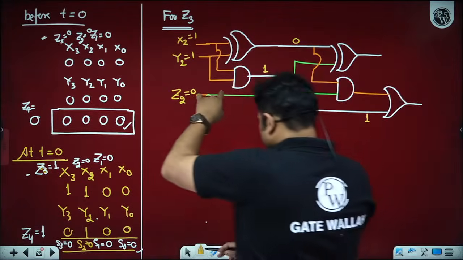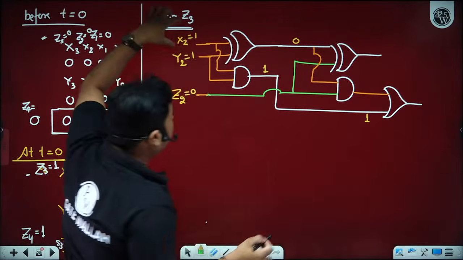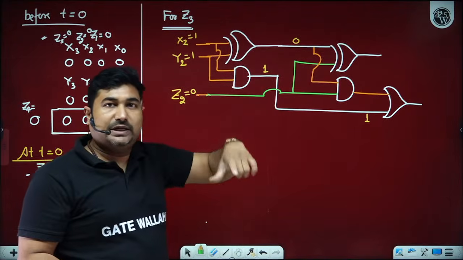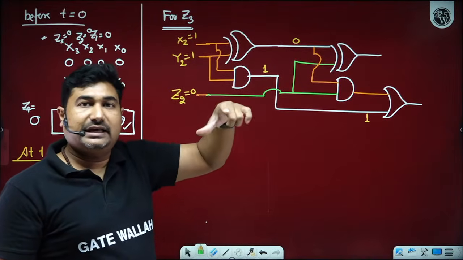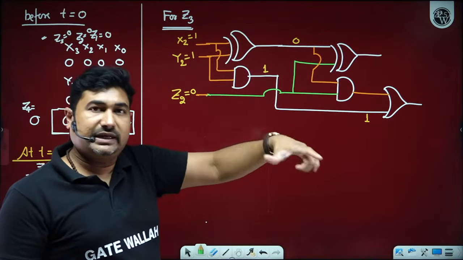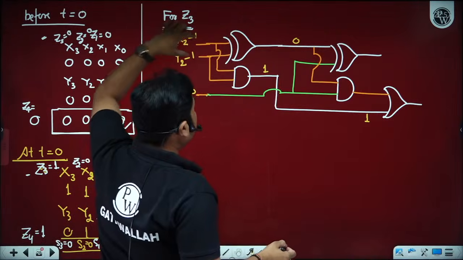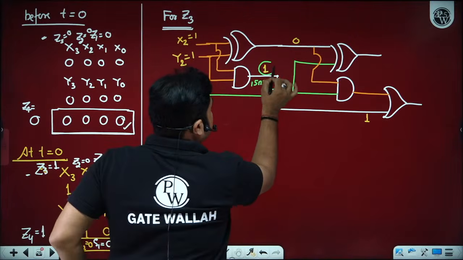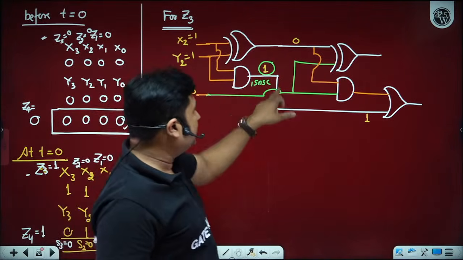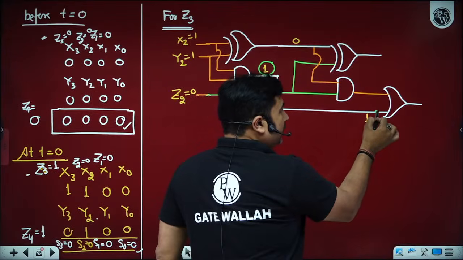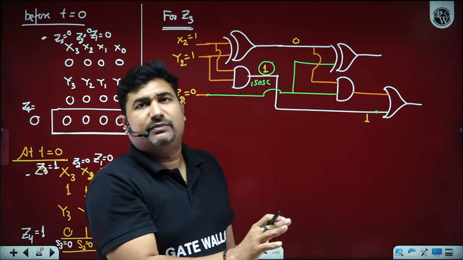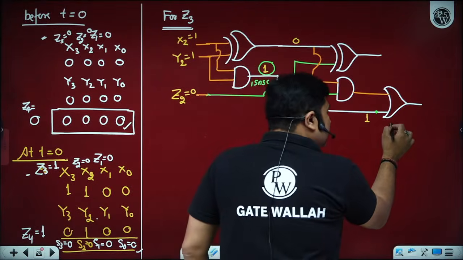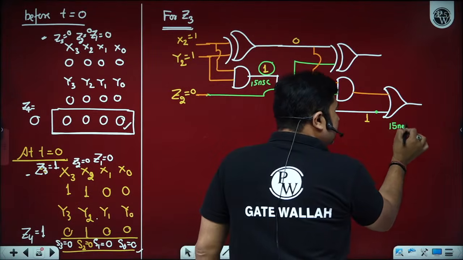So how much time will this take? We have inputs X2 and Y2 which are initially available, all the data is initially available: X3, X2, X1, X0, Y3, Y2, Y1, Y0. So how much time would it take? It would take 15 nanoseconds to generate this. And once we have this, if one input of the OR gate is logic 1, irrespective of the data on the other input, what is the output?